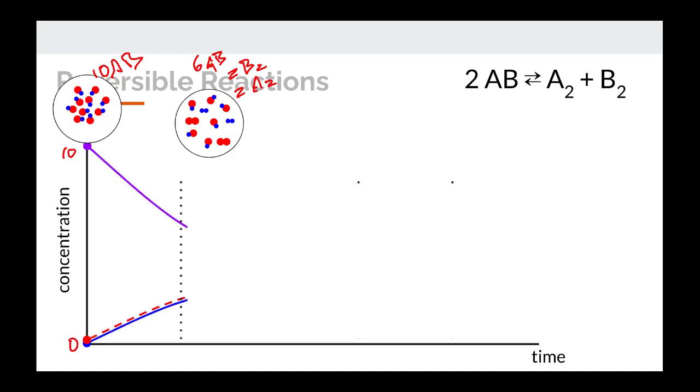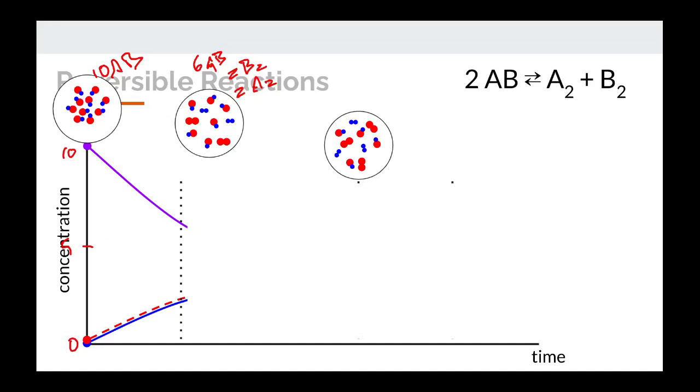So if we let the graph run, this is what that would look like. So 5 would be about here. So we're at a little bit higher than 5 for the concentration of AB, and we're quite a bit less than 5 still for the concentration of B2 and A2.